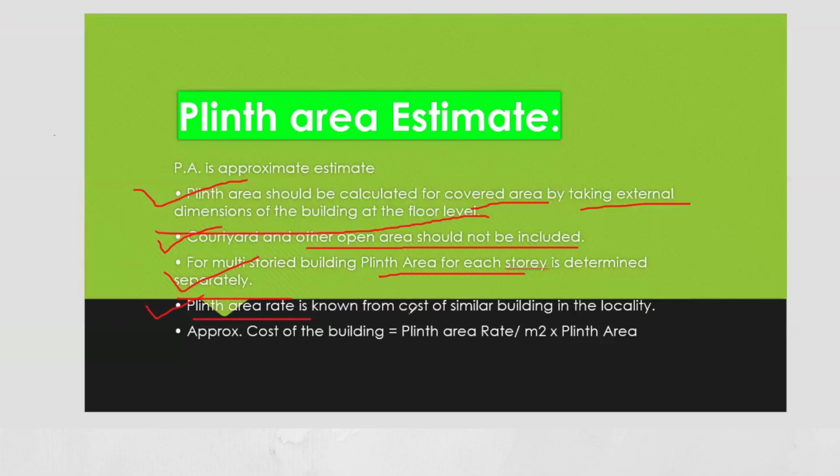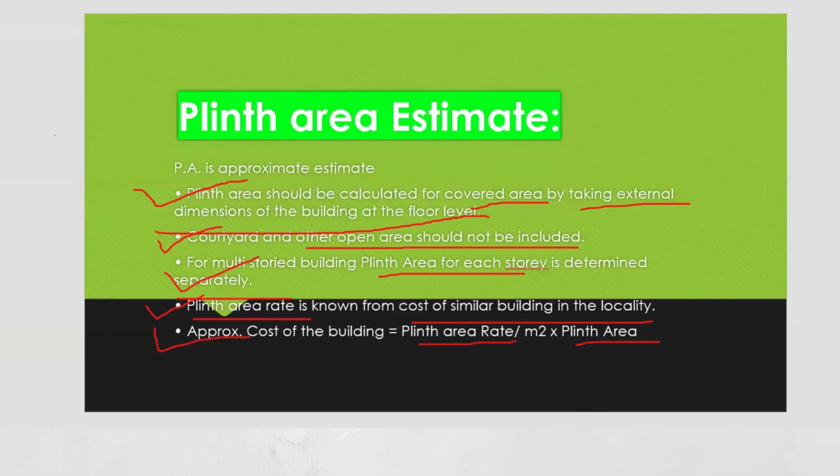Plinth area rate is known from the cost of similar buildings in the locality. So if you want to know the area rate in that particular region, you can survey it, or you might already know what kind of rates are going on there. You can take that amount into consideration for preparing this kind of estimate. Then the approximate cost of the building comes out to be plinth area rate into plinth area. Whatever the plinth area of your building is, multiplied by the rate, is nothing but the estimate.